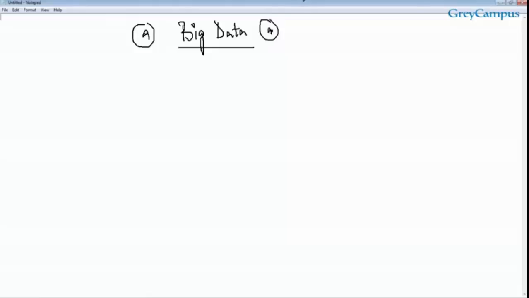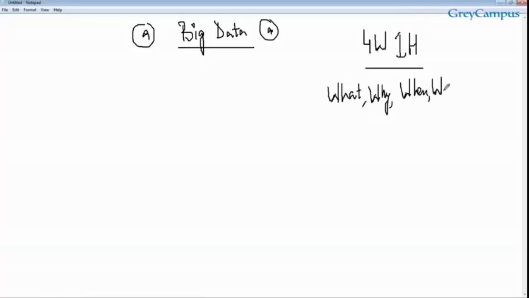In the future sessions which we're going to have on big data, please keep note that I always go ahead with the 4 W's and the 1H formula. What does this convey? This is what, why, when, where, and again how. So the first topic which I'm going to cover will be big data.